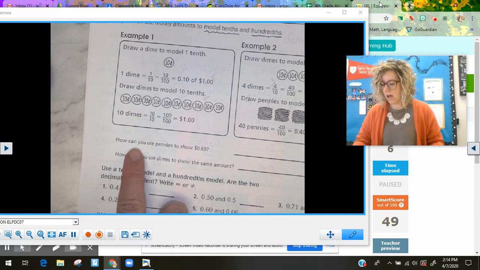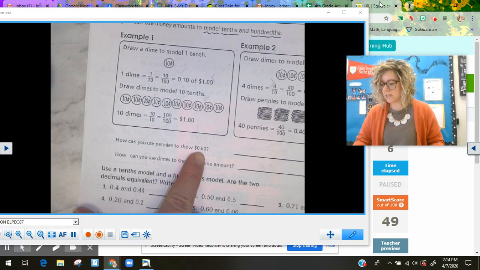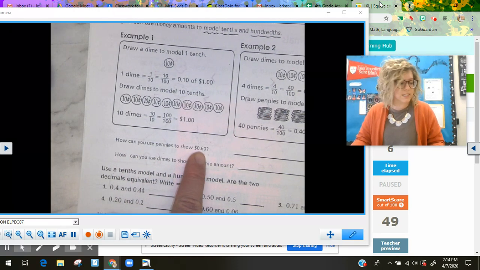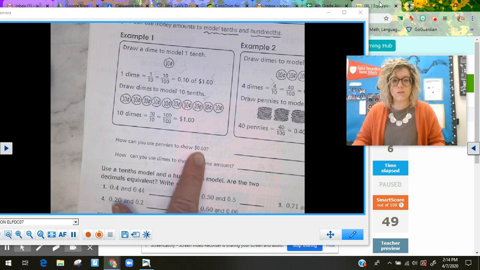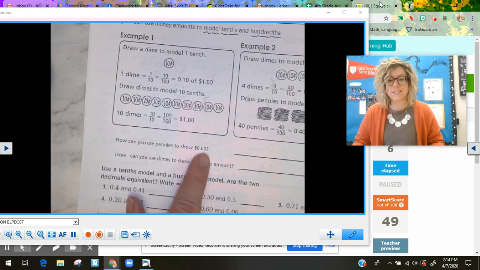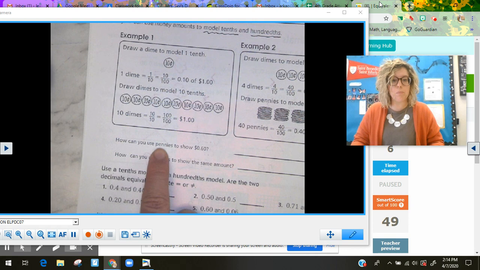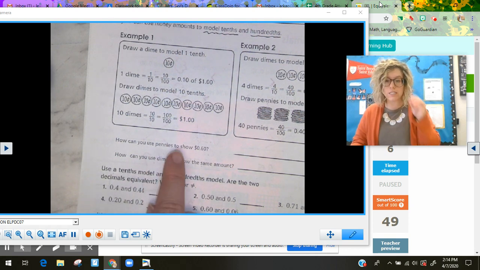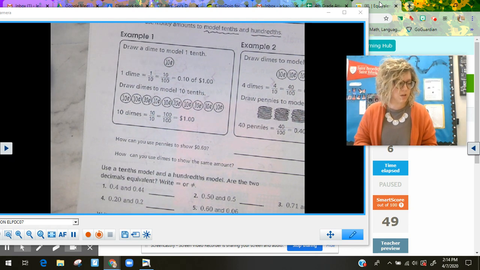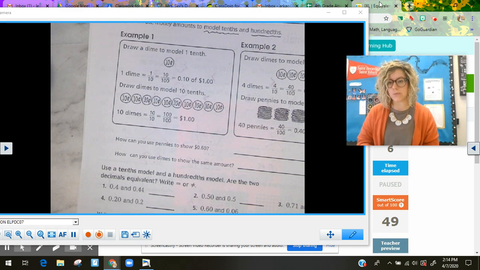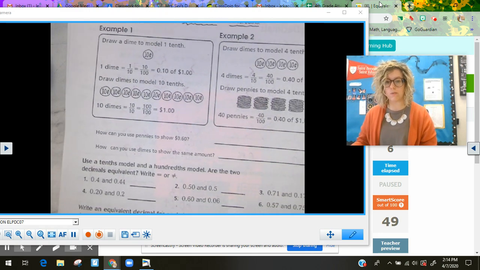Let's see. It says, how can you use pennies to show 60 cents? Well, 60 cents would be 6 dimes, but they want to use pennies. Okay, and I know that there's 10 pennies in a dime. So if I only need 6 dimes, how many pennies would I need out of 100?